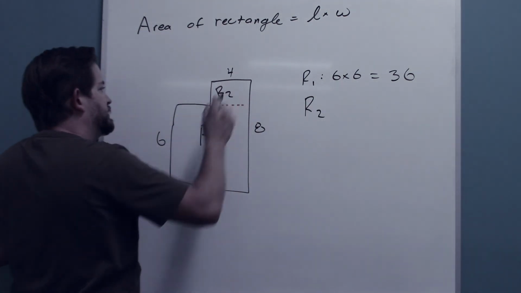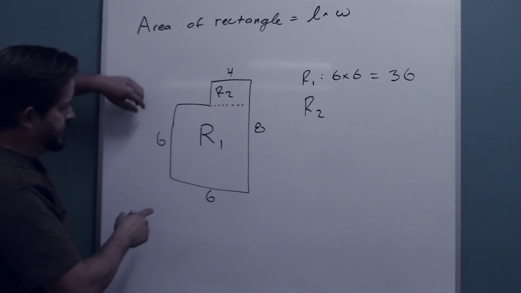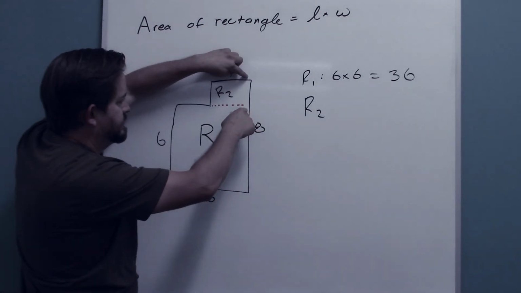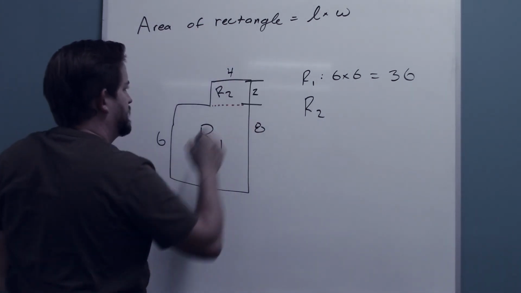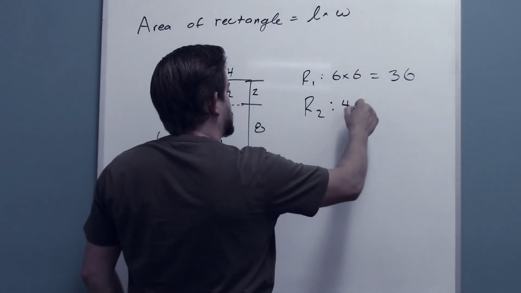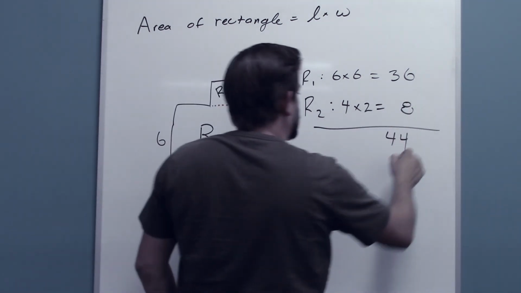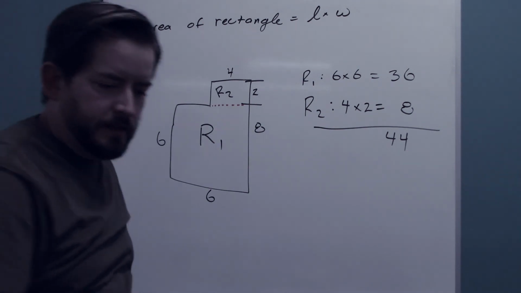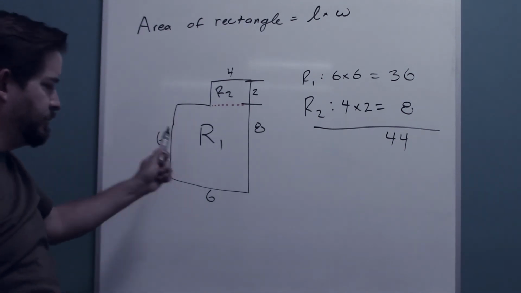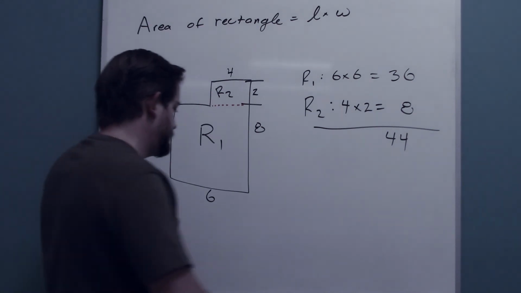And for rectangle 2, I have 4 multiplied by however big this little bit is. Which I can tell is 2 because this is 8. And if I lose this part of it, 8 minus that 6 is 2. So rectangle 2 is 4 times 2, which is 8. Add those two together, and I get 44. And that is what the book got by cutting it down the middle instead, right? Okay.